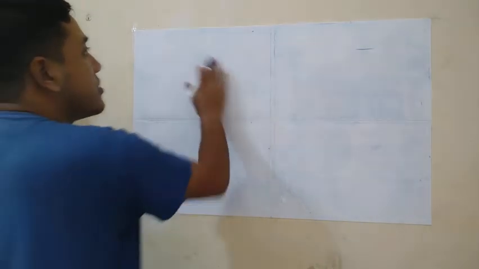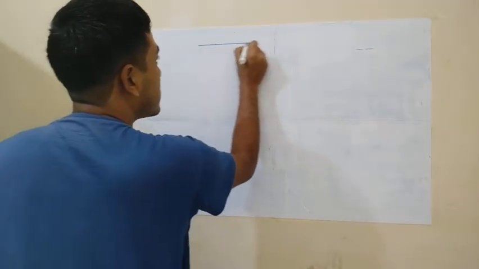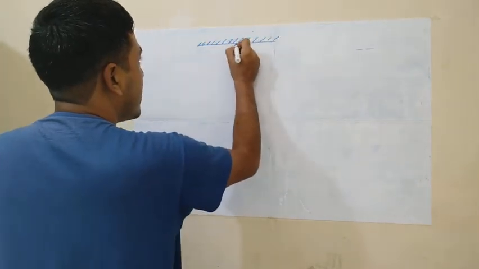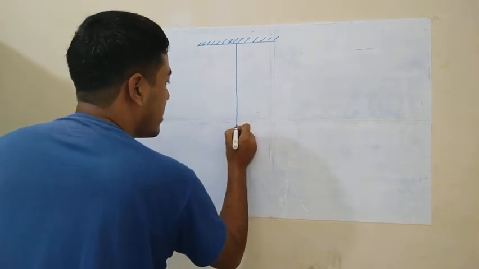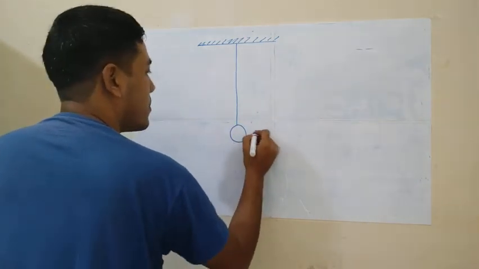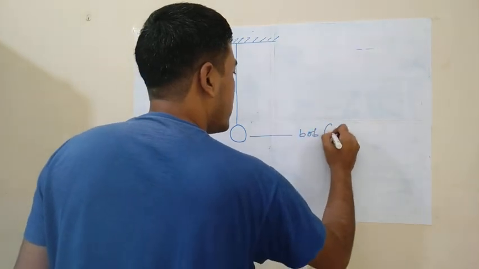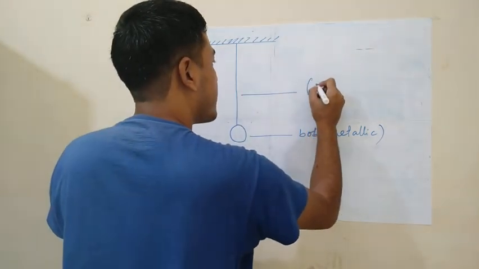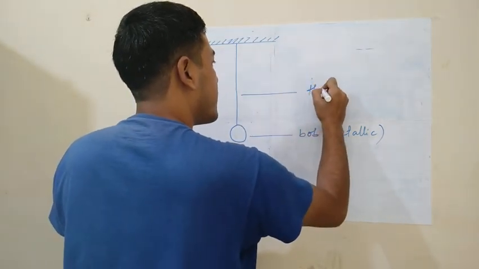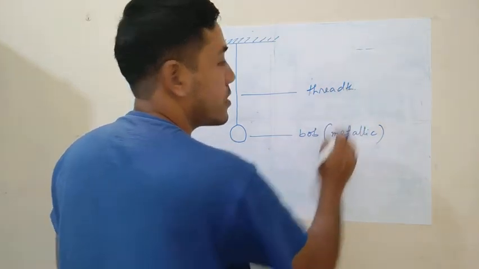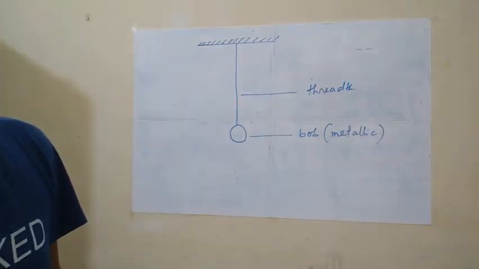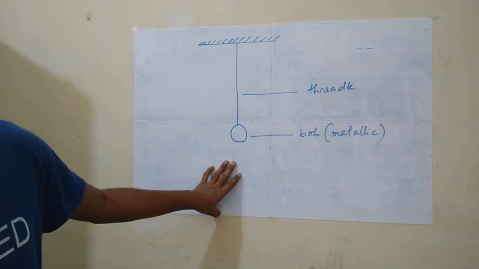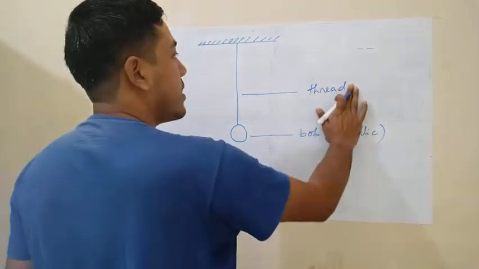I will draw the diagram. This is a simple pendulum. This is a support, this is the thread, and here this is the bob, a metallic bob.